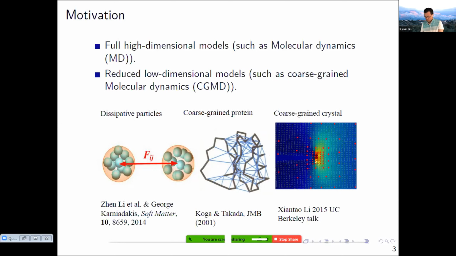So we can use tools such as coarse-grained methods. And the idea of coarse-grained methods, for example, if we are interested in some defect, then we will apply fine resolution to this region of interest. And away from this region of interest, we will apply the coarse-grained model. And that's the idea of coarse-grained method.